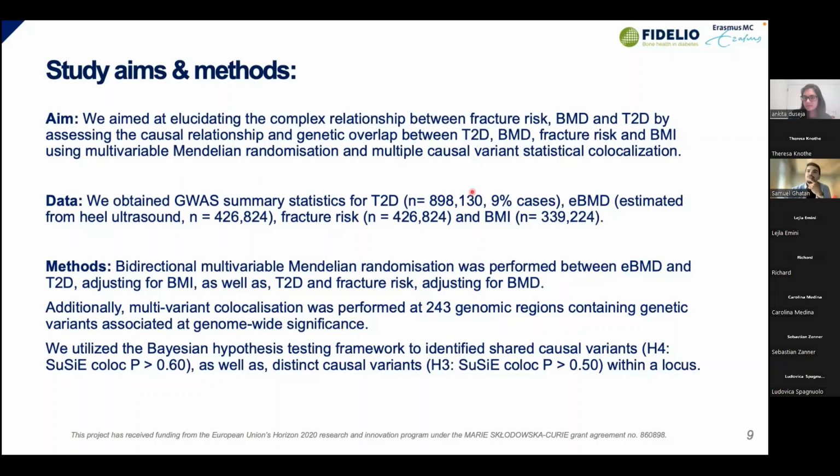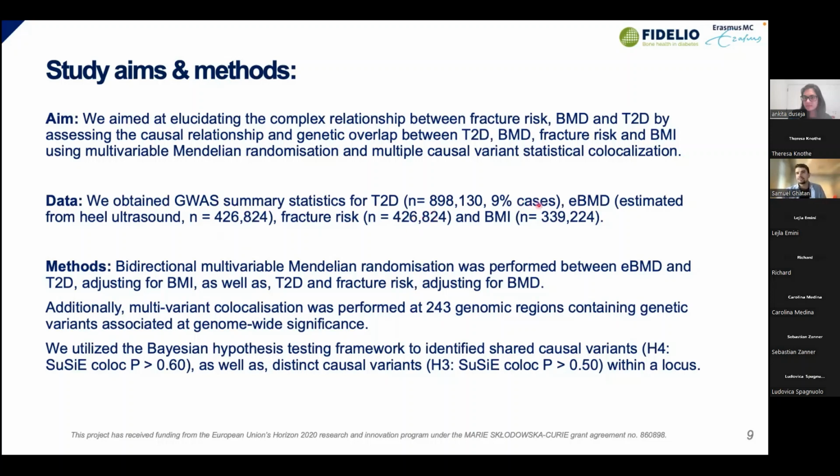We obtained GWAS from the largest studies available. We used eBMD for the genetic variants for bone mineral density. This is estimated from heel ultrasound. This is used in genetic studies because it characterizes really well the genetics of bone mineral density, and it has a really large sample size, almost 500,000 people. So this is why this is used instead of something DEXA derived.